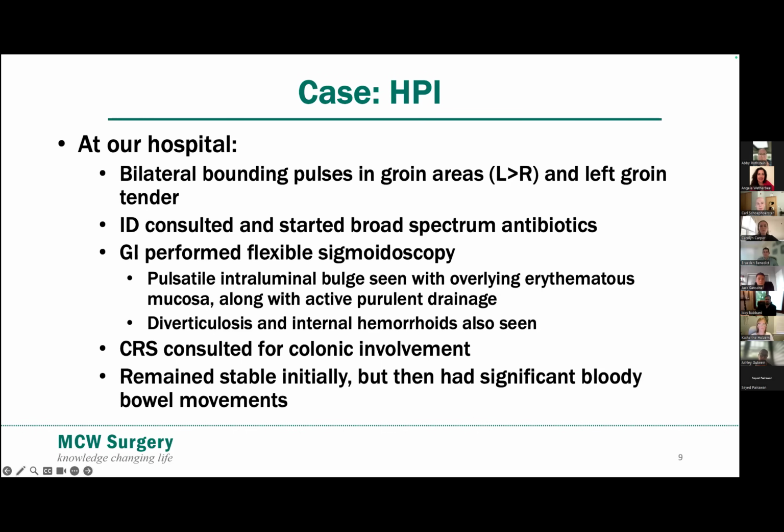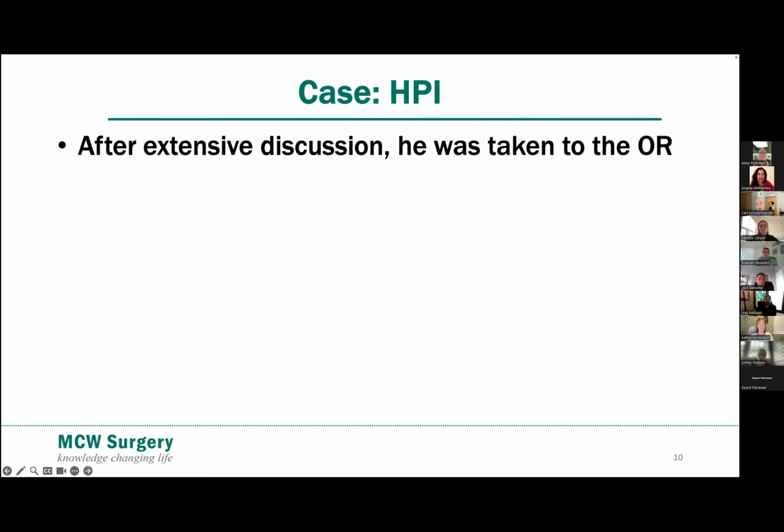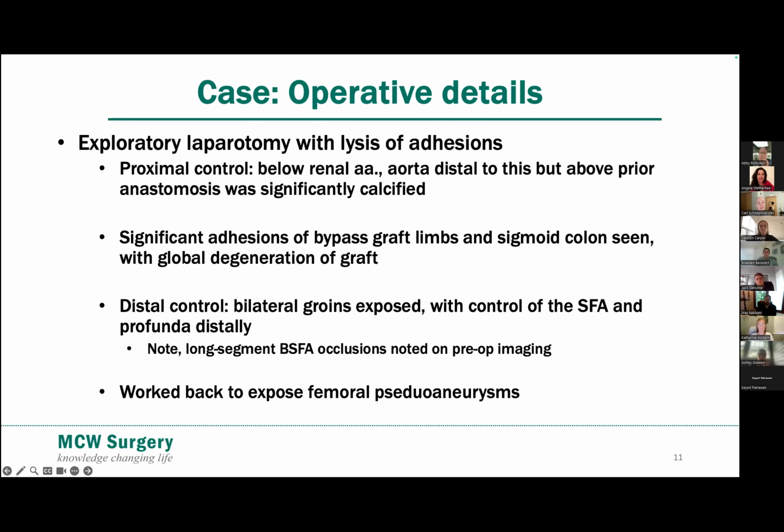And he was initially stable, but then he had significant bloody bowel movements. So after extensive discussion, he was taken to the OR, where an XLAP was performed, with lysis of adhesions. Proximal control was obtained below the renal arteries, and the aorta, which we saw in the scan, was pretty calcified between this portion and above the prior anastomosis. And significant adhesions of the bypass graft limbs to the sigmoid colon were seen, and that old graft was just degenerated globally. Distal control is obtained by exposing the bilateral groins and controlling the superficial femoral and the profunda distally.